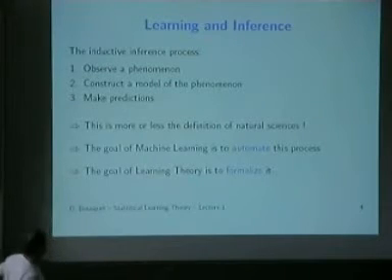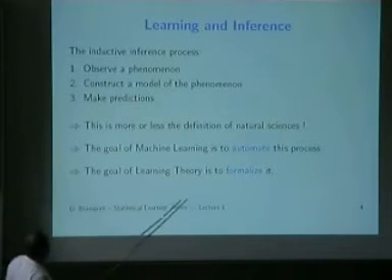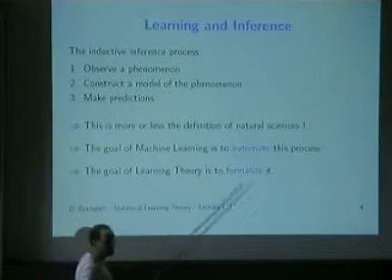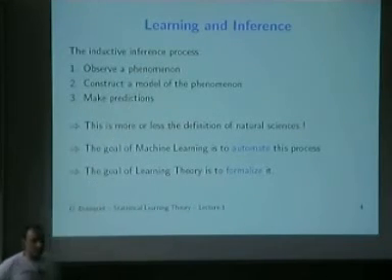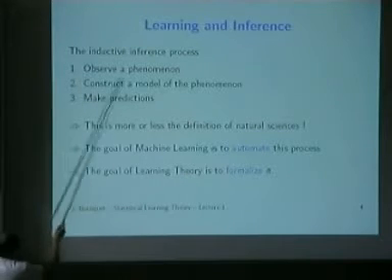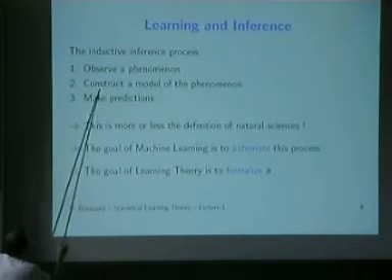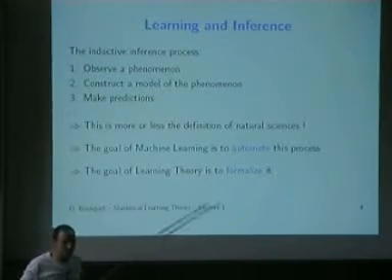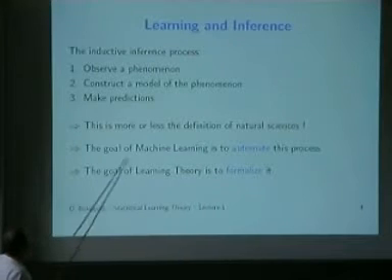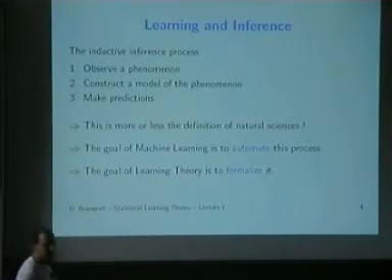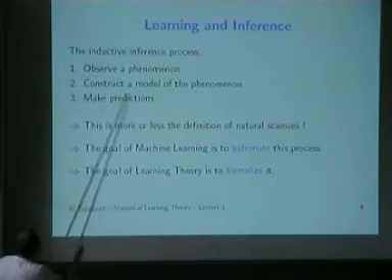Okay, so let's start from very high level, like 10,000 feet above the problem. What is the learning problem? We can call it the inductive inference problem. Very roughly speaking, we observe a phenomenon, whatever it is, let's say the weather. We try to construct a model of that phenomenon. In this last week, it's easy. It's sunny every day, very hot. And then we try to make predictions. So maybe next week it will again be sunny and very hot.